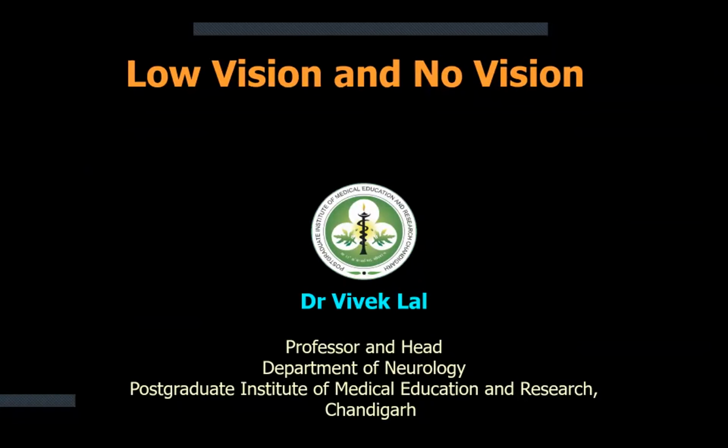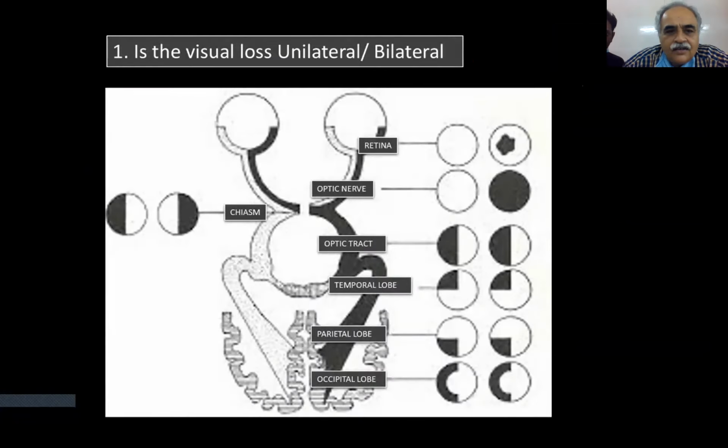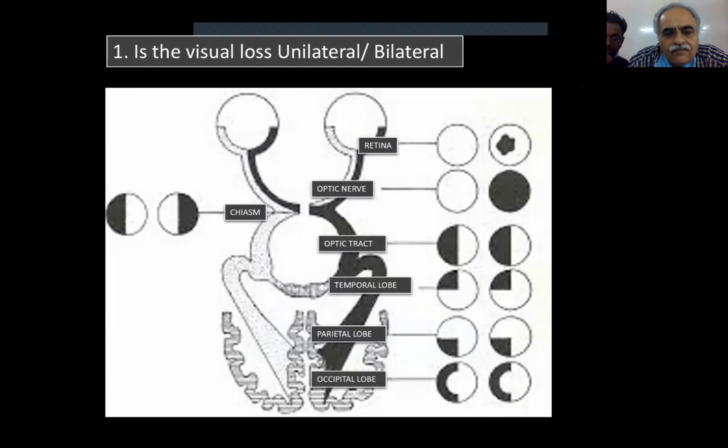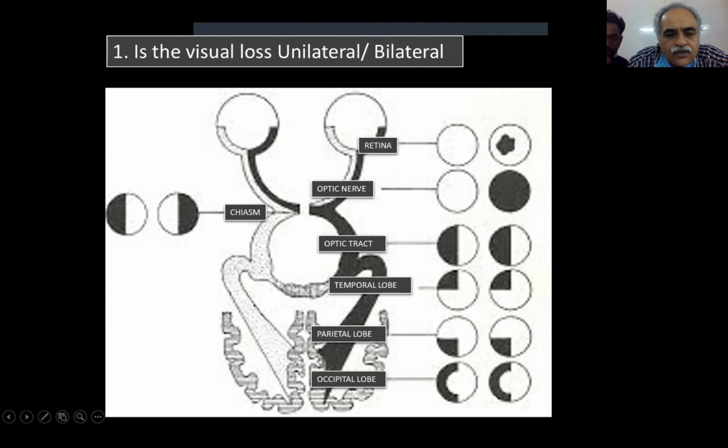Go on. So my topic, morning everyone. Thank you so much for giving me some time on this Sunday, and I'm going to discuss low vision and no vision. Right? And finally, we're going to come to normal vision. So the first thing that you do is, when you get a patient of visual loss, you have to ask yourself, is this visual loss unilateral or bilateral? Now, please remember, if the visual loss is unilateral, it means that it is involving the anterior visual pathway. If it is bilateral, it is involving the posterior visual pathway.